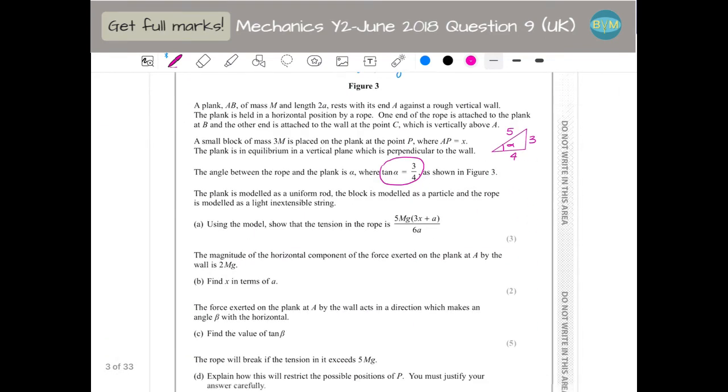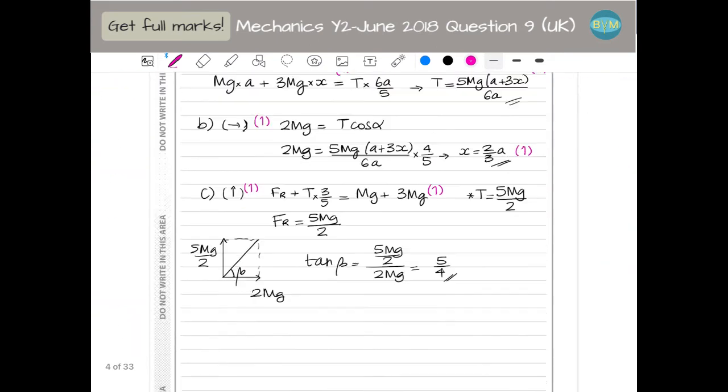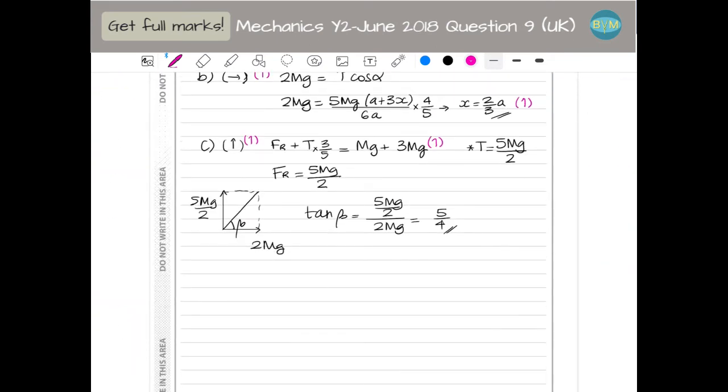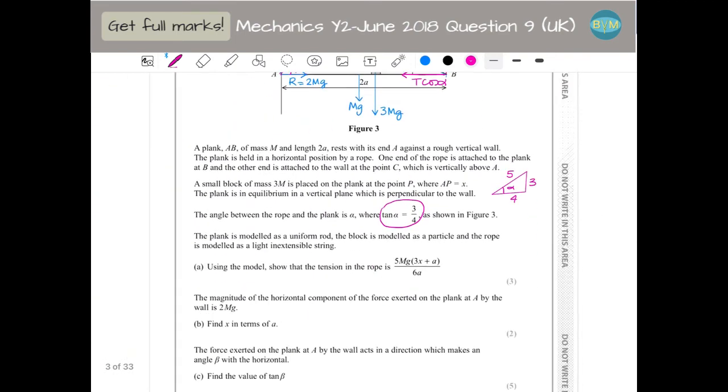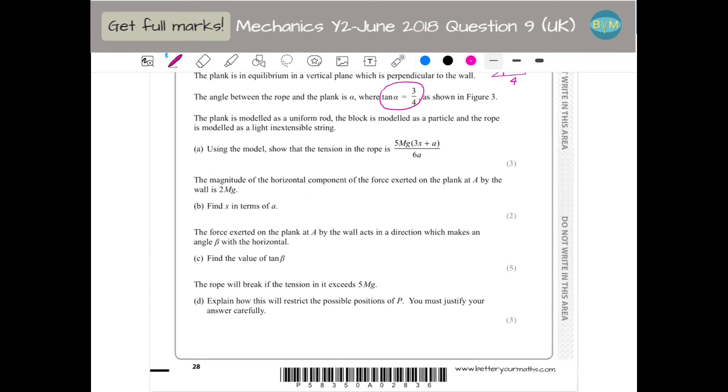How many marks do we have? 5 marks. 1 is to find this correctly and substitute. This one for finding the friction, and this one for the answer. So 5 marks. If you want to get full marks, don't skip steps. So leave all the steps clear, because it's the way of getting the working out marks.